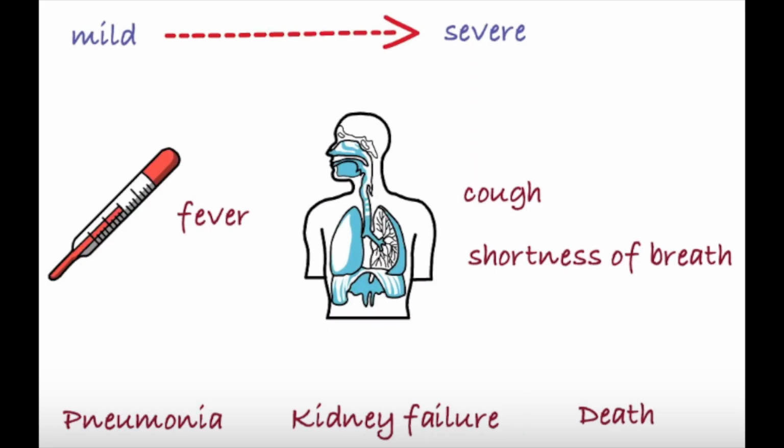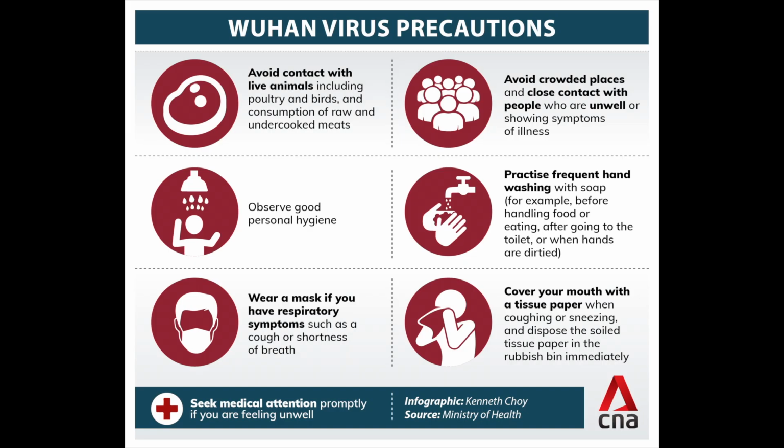The symptoms can range from mild to severe. There can be fever, cough, and shortness of breath. In more severe cases, there has been pneumonia, kidney failure, and death. The virus can be transmitted through droplets or objects that are contaminated with the virus. There is currently no specific medication, and the treatment is supportive care.